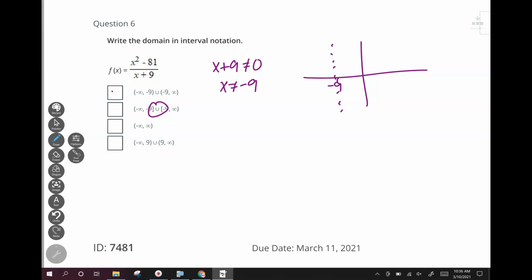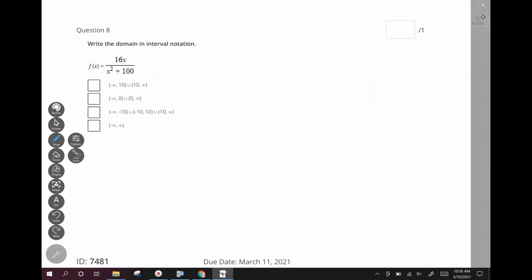We need the one with parentheses because we want it to stop right before -9 and then start after -9, not including the -9. You would do the same thing on number 7. I'm skipping that one, but you do the same thing on 7. Just set your denominator equal to 0. You're going to have to factor that one, but that's it. It's just whatever numbers make the denominator equal to 0.